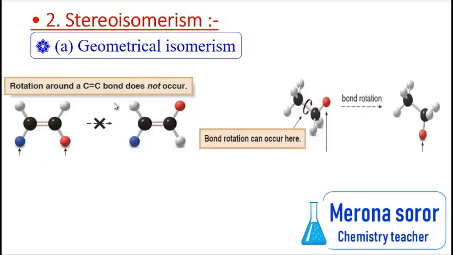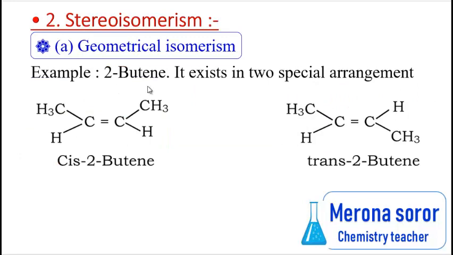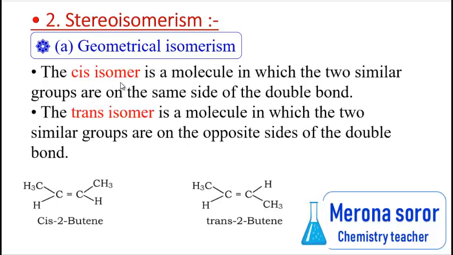Rotation around a C=C double bond does not occur, but bond rotation can occur in a sigma bond. Example, 2-butene. It exists in two spatial arrangements, cis-2-butene and trans-2-butene. The cis isomer is a molecule in which the two similar groups are on the same side of the double bond, the same side.